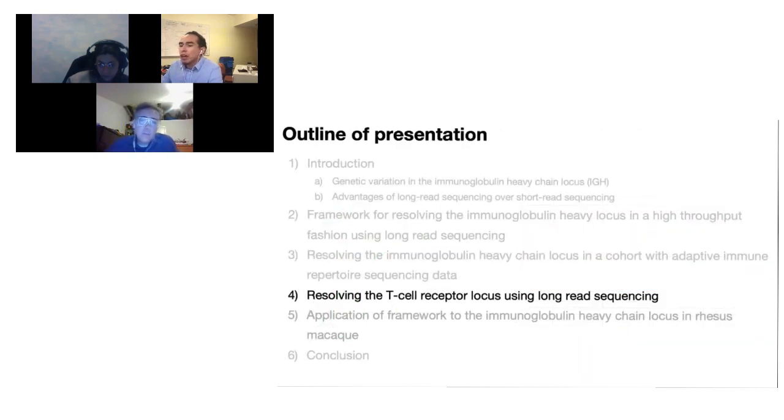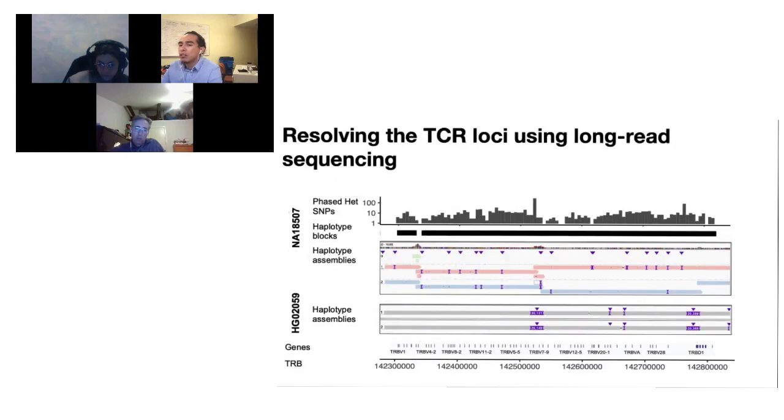So we also applied our framework to the TCR loci. All the generated data and results that I just presented for the IGH locus, we also generated for the TCR loci. Here I'm just going to briefly show some results. Capture and long-read sequencing for several 1,000 Genomes samples was performed and analyzed using iGenotyper.